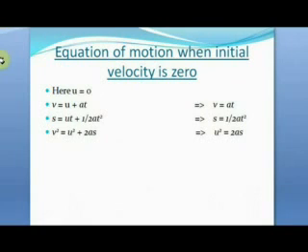Now let's see the equation of motion when initial velocity is 0. So here the value of u is 0, which means that particle is at rest initially. So if in the equation v is equal to u plus at, we put the value of u as 0, we'll get v is equal to at. Similarly, in the equation s is equal to ut plus half at square, if we put u is equal to 0, we'll get s is equal to half at square. And in the equation v square is equal to u square plus 2as, if we put u is equal to 0, we'll get v square is equal to 2as.